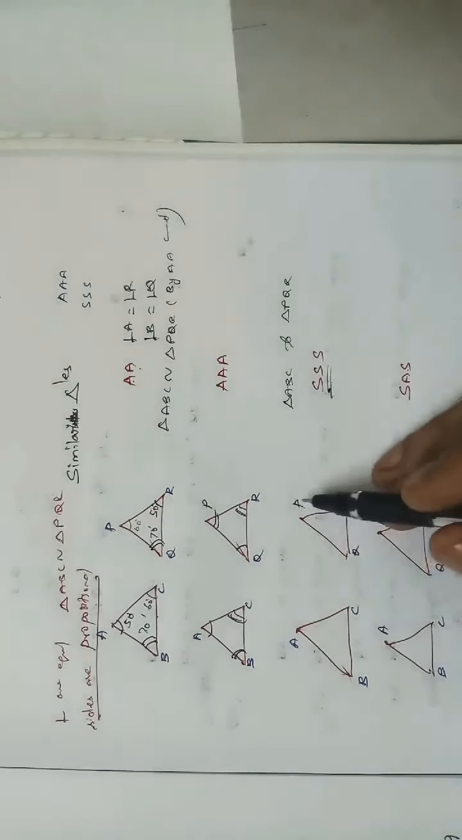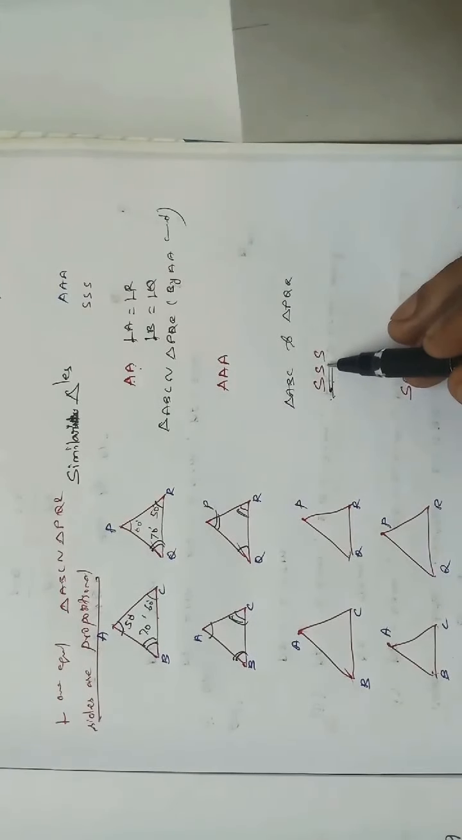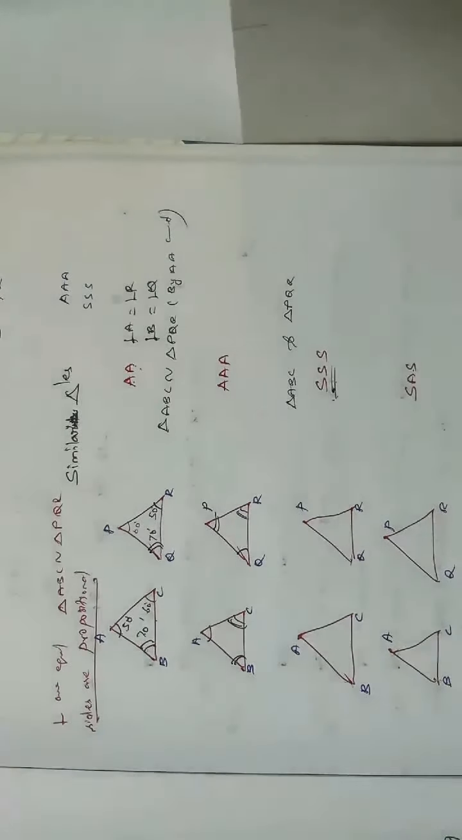Correct format, right? Triangle ABC, if these two triangles are similar, by the SSS rule, then what is that? The sides are proportional, right? If the two triangles are similar, then how will we write it?